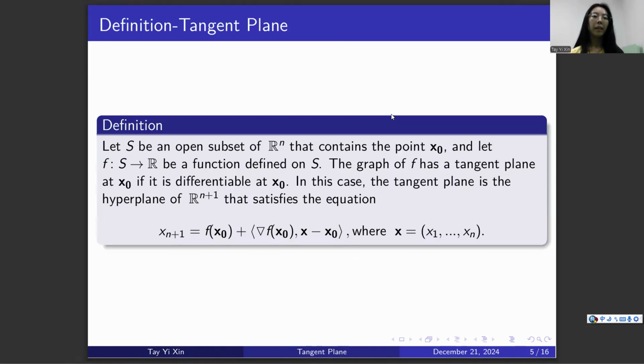So this is the definition of the tangent plane. Let S be an open subset of R^n that contains the point x0, and let f be a function defined on S. The graph of f has a tangent plane at x0 if it is differentiable at x0. In this case, the tangent plane is the hyperplane of R^(n+1) that satisfies this equation.